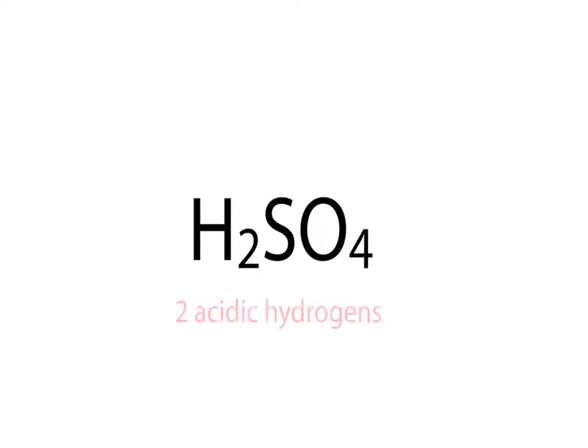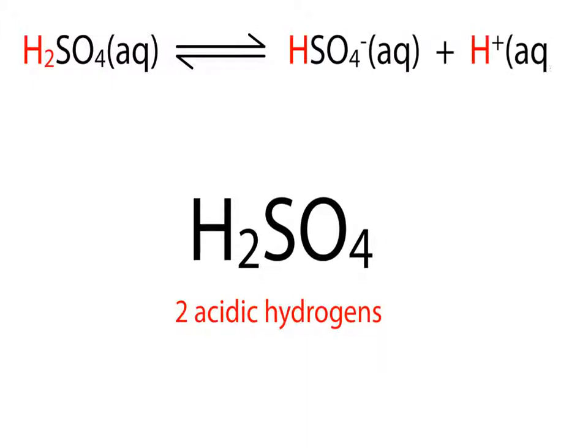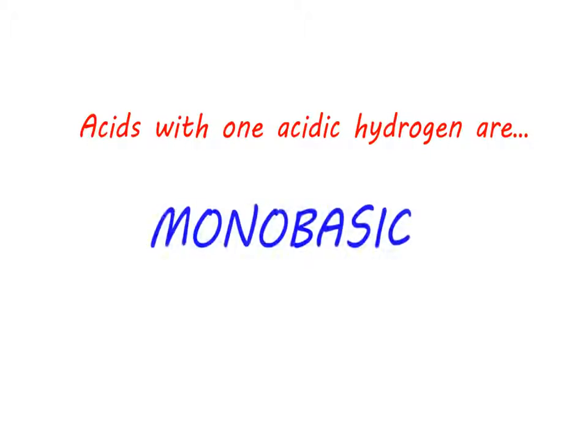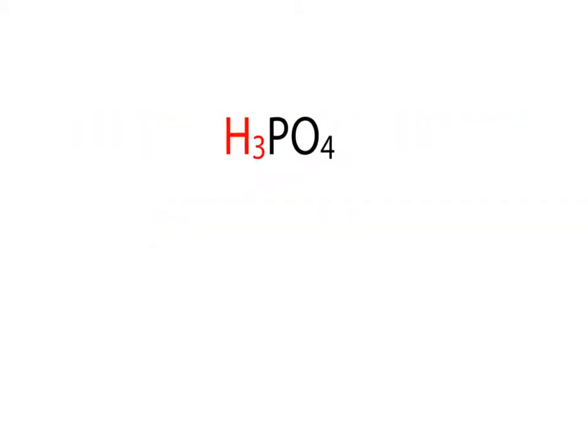Some acids have more than one acidic hydrogen that can be released in aqueous solution. Sulfuric acid, H2SO4 for example, has 2 acidic hydrogens, and as such has 2 equilibria to consider, and will have 2 Ka and 2 pKa values. Sulfuric acid is said to be dibasic. Acids with only a single acidic hydrogen, like hydrochloric acid, are said to be monobasic. Phosphoric acid has 3 acidic hydrogens and is termed tribasic.